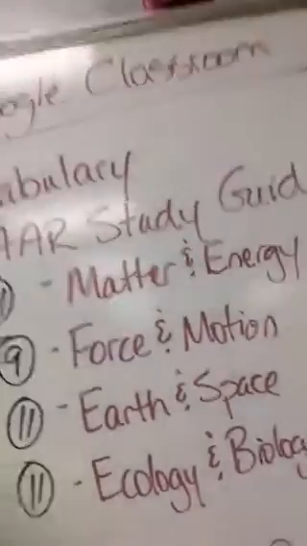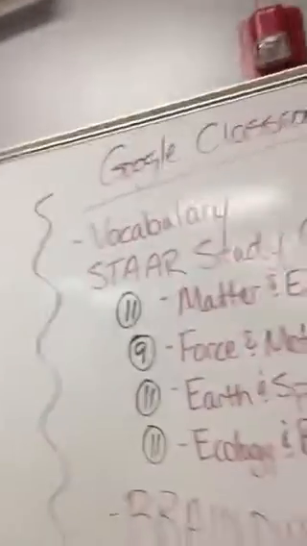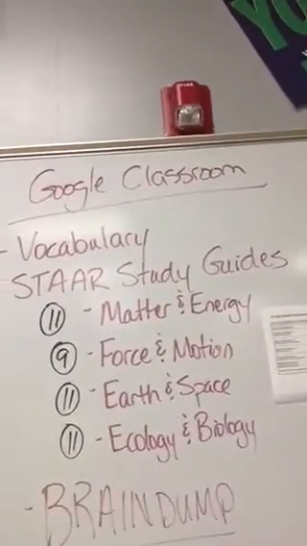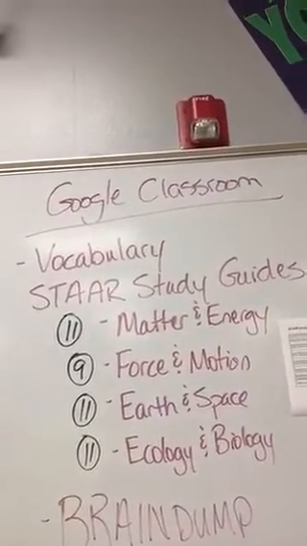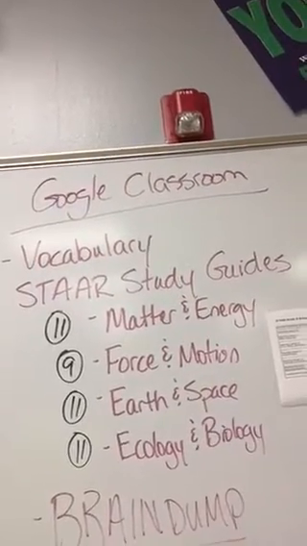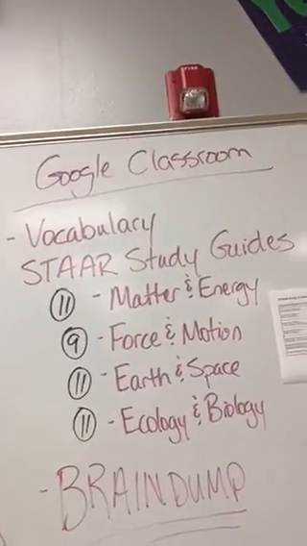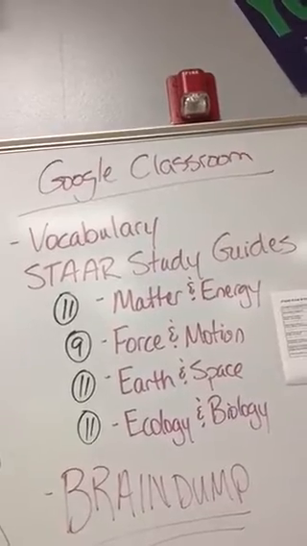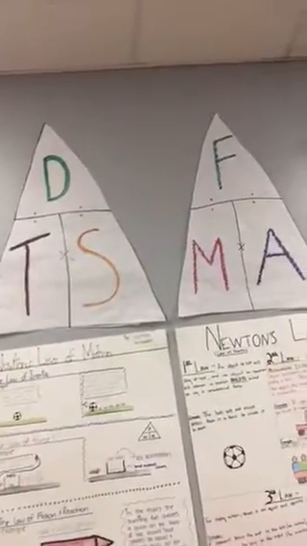All right, first of all, you have the things that I have put on Google Classroom, which include your vocabulary, your STAAR study guides, and of course, your brain dump. Don't forget to do your brain dump. Your brain dump will help you. I promise you, it's going to help you. Also, when we come over here, we see our force triangle and our distance, time, and speed triangles.